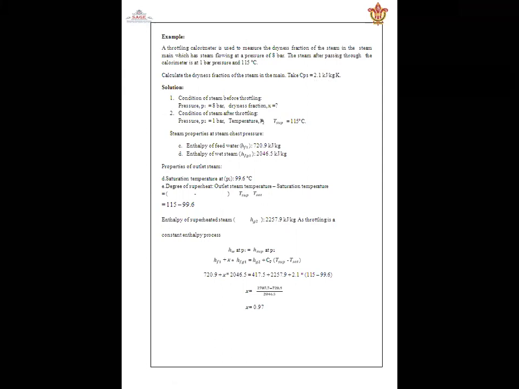So this is the question, and these are the parameters given, which are obtained from the throttling calorimeter experiment. The condition of steam before the throttling: the pressure P1 is 8 bar, and the dryness fraction is required to be measured. Condition of steam after the throttling: that is 1 bar.